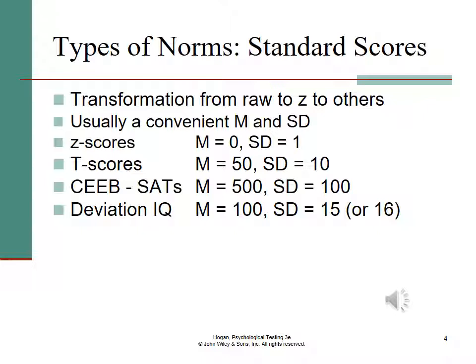For instance, if you have a z-score of +1, meaning that you scored 1 standard deviation above the mean, then your t-score would be what? Yes, add 50 plus 10, so it would be 60. What would your SAT score be? Yes, add 500 plus 100, so that it would be 600, which tells anybody that you scored 1 standard deviation above the mean on the SAT.